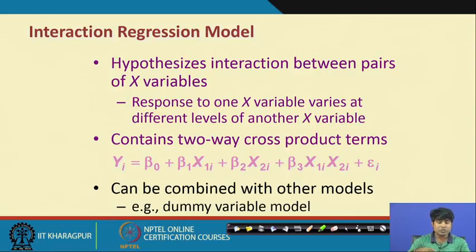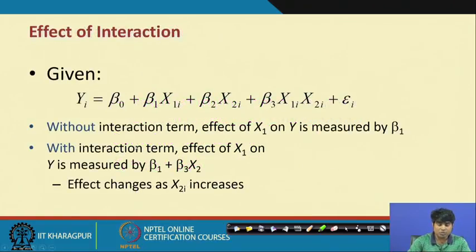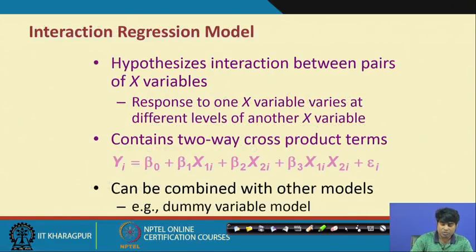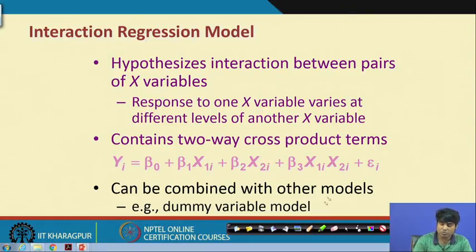So, here the interaction, in a simple way. We can start with the regression model: y equals beta 0 plus beta 1 x 1 plus beta 2 x 2, and then plus beta 3 x 1 x 2, where x 1 x 2 is the interactive effect. Again, x 1 is one independent variable, x 2 is another independent variable.